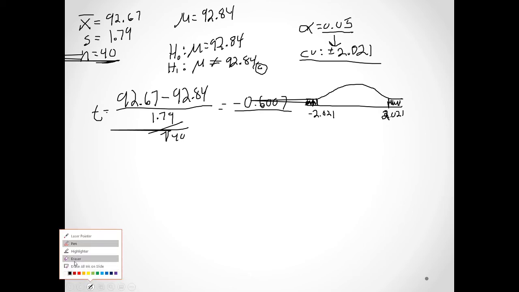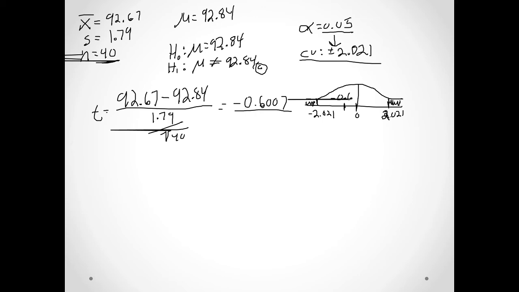So where does my test stat lie in all this? Where does my test stat sit? Well, negative 0.6 would be definitely before negative, so if this is 0 right here, remember 0 is always in the middle, so there's 0. So negative 0.6 would be somewhere like, let's say, right here. It's a rough estimate. Negative 0.6.